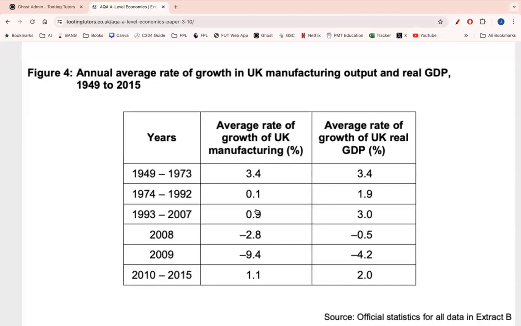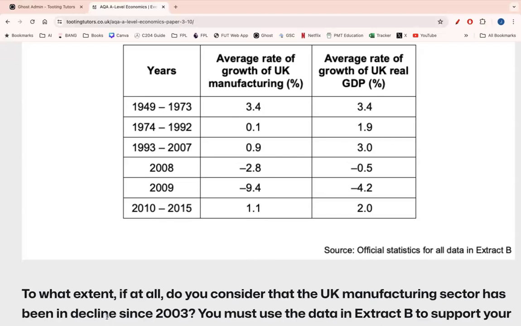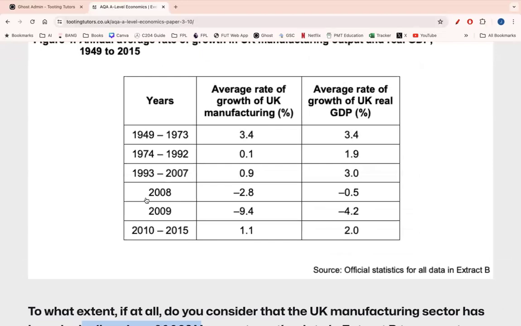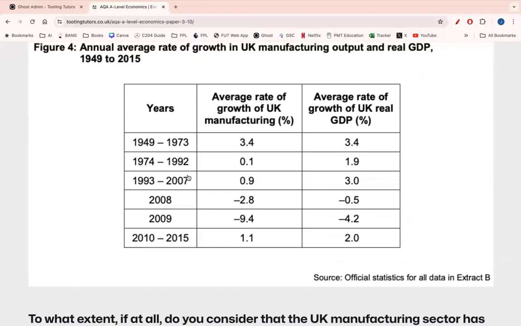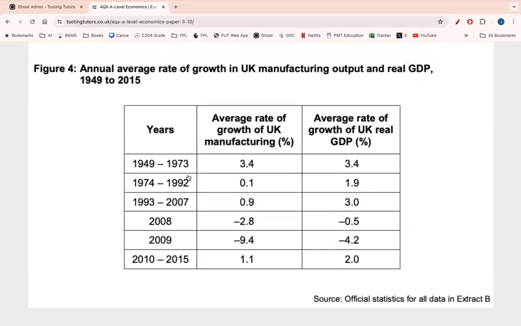However, an easy evaluation to make is that this data is limited because it doesn't answer this question. It doesn't block out the years 2003. Okay, yeah. So that's the limitation here.